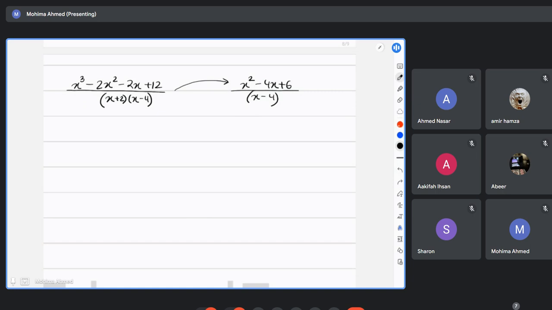Because if I can find that out, then it will be much easier. I can actually do this very easy calculation for you. It's not needed, but I'm just explaining this for the process. X cubed minus 2x squared minus 2x plus 12, this was the original numerator, and this was divided by x plus 2 and x minus 4. In this situation, if I have to cancel out that x plus 2 from the denominator, what do I have to do?